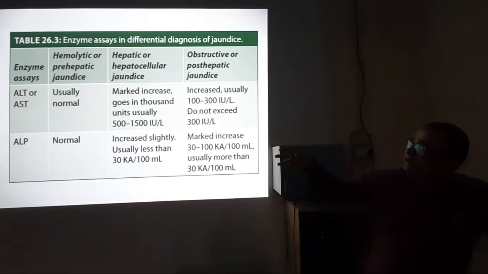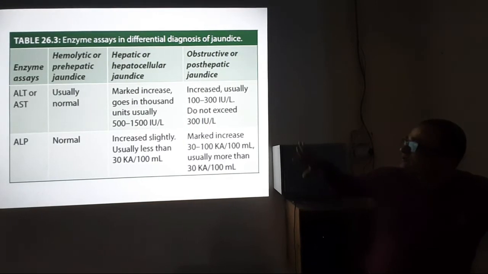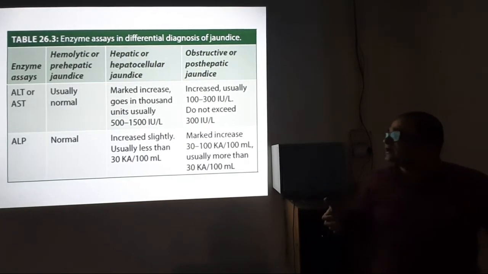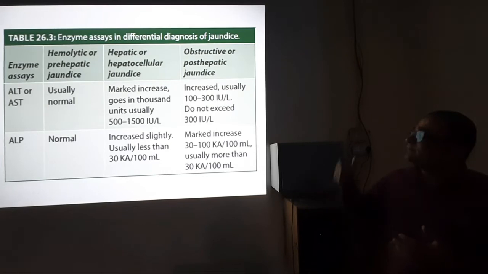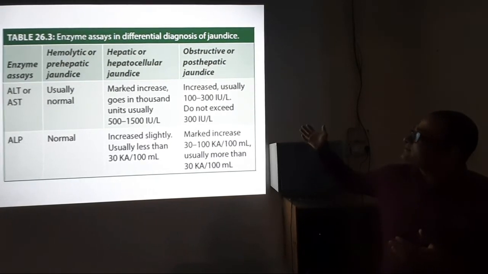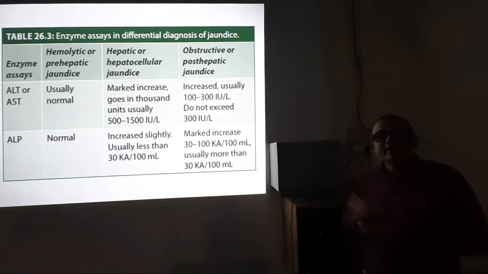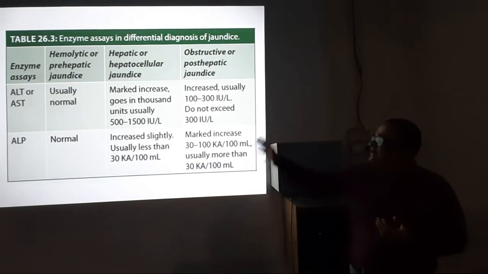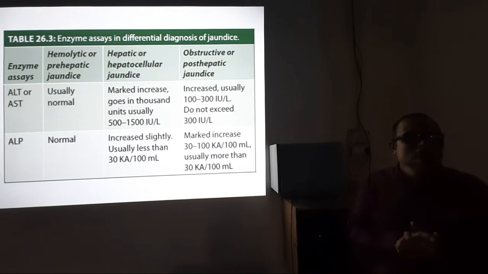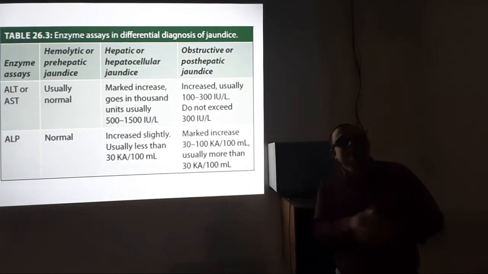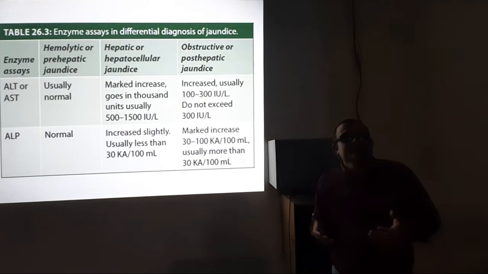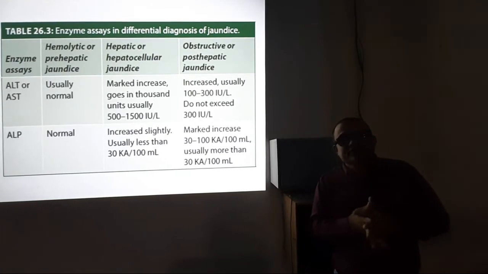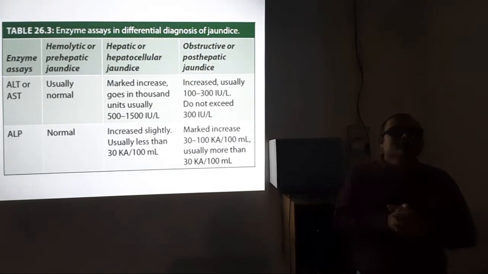ALT and ALP will both increase, but ALT will be markedly increased in hepatic jaundice, while it will be slightly increased in obstructive jaundice, while ALP will be markedly increased in obstructive jaundice, but slightly increased in hepatic jaundice. So this is how we can differentiate these three types of jaundice based on these enzymes. So all enzymes will be normal in hemolytic jaundice.